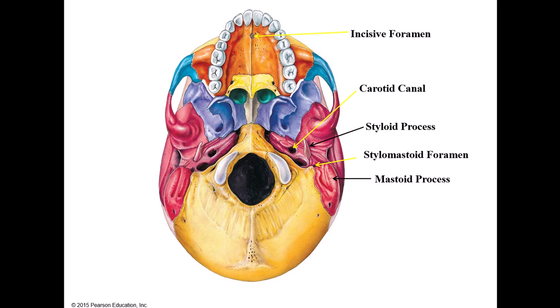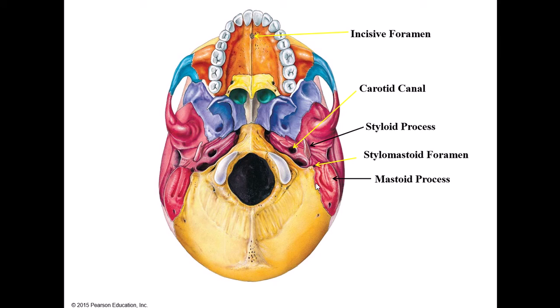On the underside of the cranium, we have three foramen. The first one is right behind our front two teeth. This is known as the incisive foramen. The next one you want to find is between the styloid process, the point, and the mastoid process, the big bump behind our ear. They call it the stylomastoid foramen. That's a tiny little pinpoint hole.